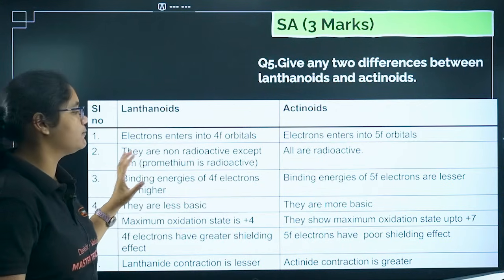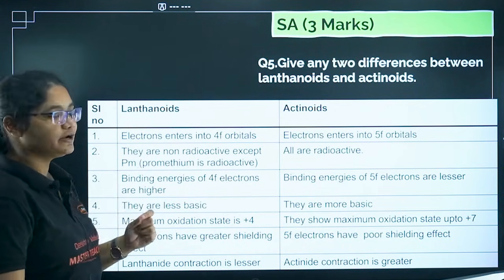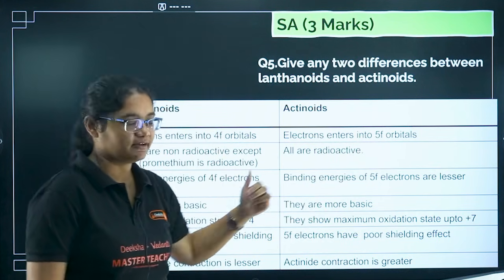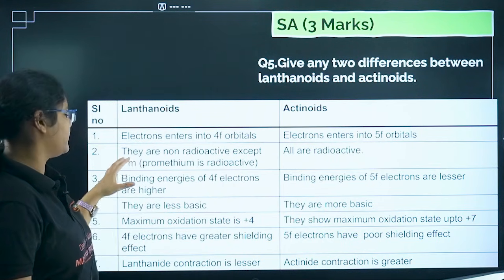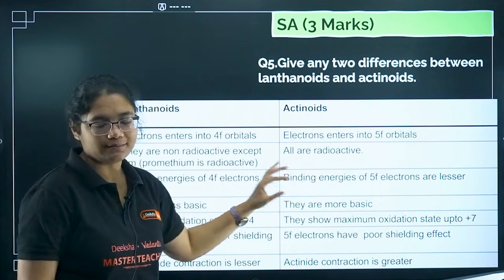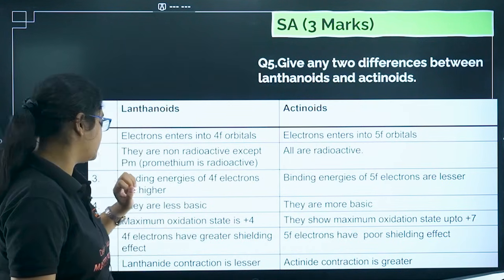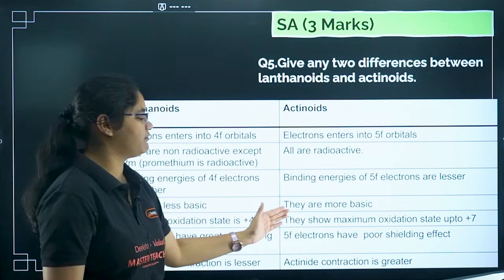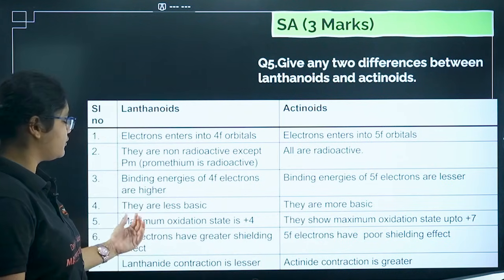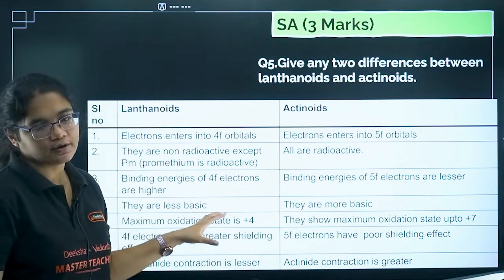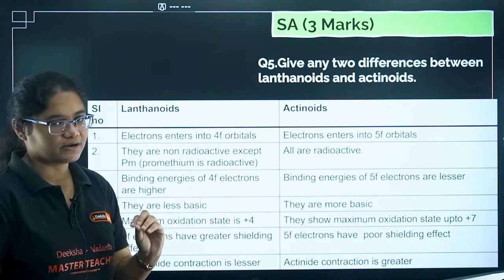This is also a very important question. So here in lanthanoids, the last electron enters the 4f shell. Here it enters the 5f orbital. There is no radioactive element except promethium. Here almost all the elements are radioactive. Then lanthanoids are less basic, actinoids are more basic. Then 4f have greater shielding effect, 5f have poor shielding effect. Lanthanoid contraction is lesser, actinoid contraction is greater.